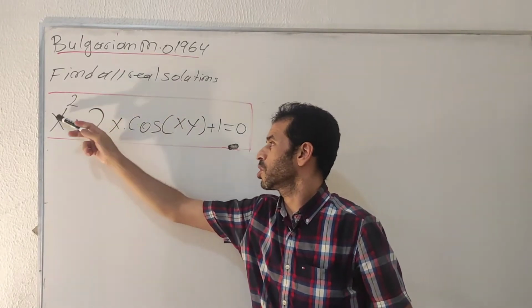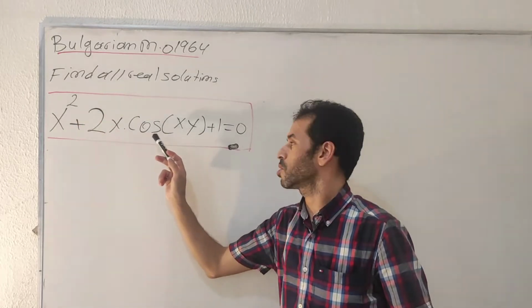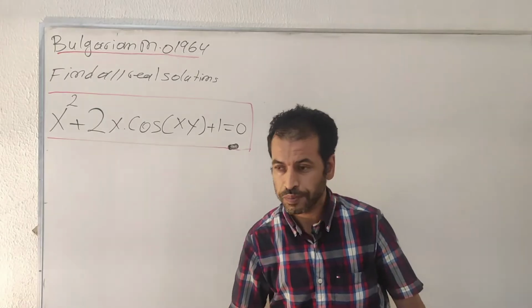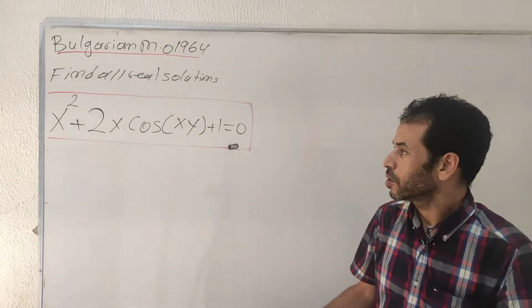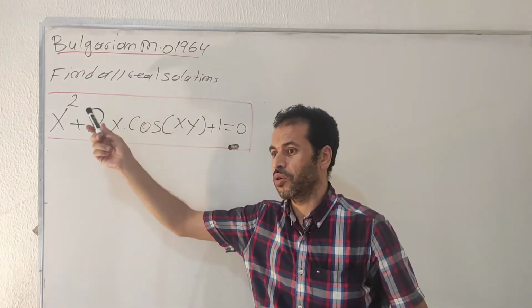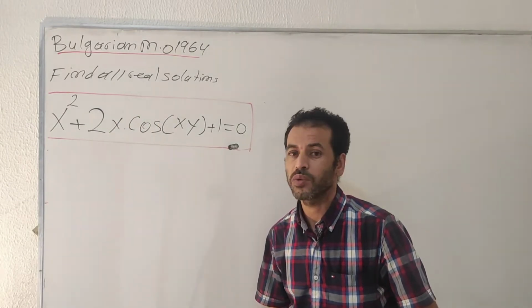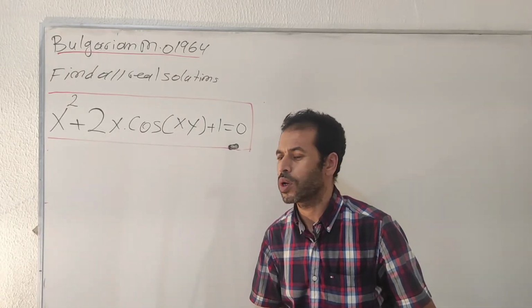This equation is written in the form of a quadratic. Here we have x squared plus 2 times x multiplied by cosine of xy plus 1 equals 0. In fact, this is a very nice and straightforward equation to solve. It seems you would go through differentiation to solve it because it involves two variables, but it's not going to be like that. This one is going to be solved in a simple way.